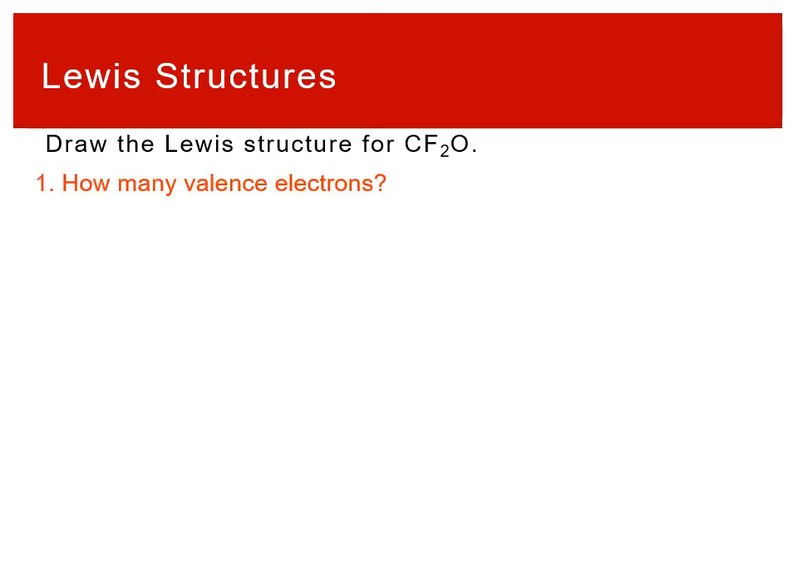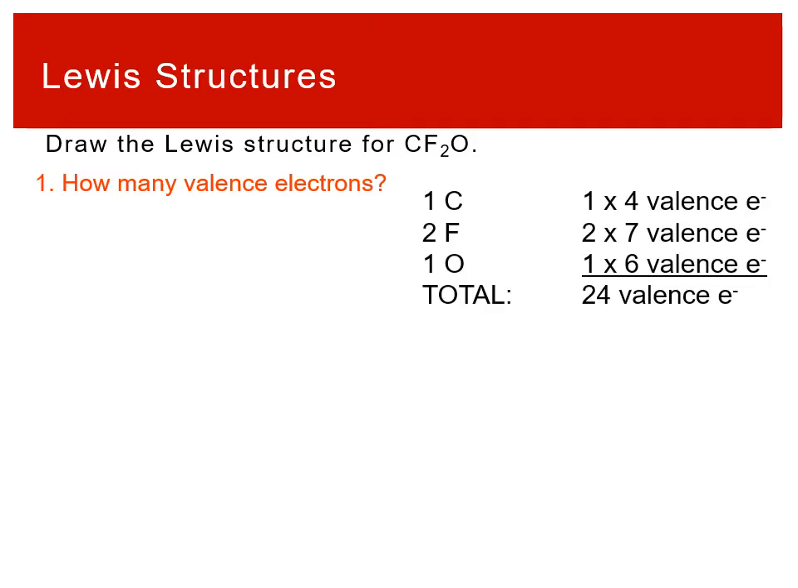So step one is always how many valence electrons. And whenever drawing a Lewis structure, it doesn't matter how complicated it gets. For any molecule, the first thing you want to know is how many valence electrons. So there's 1 carbon, 1 times 4 gives me 4. I've got 2 fluorines, each of those brings in 7, and the 1 oxygen brings in 6, for a total of 24 valence electrons. All right, great.